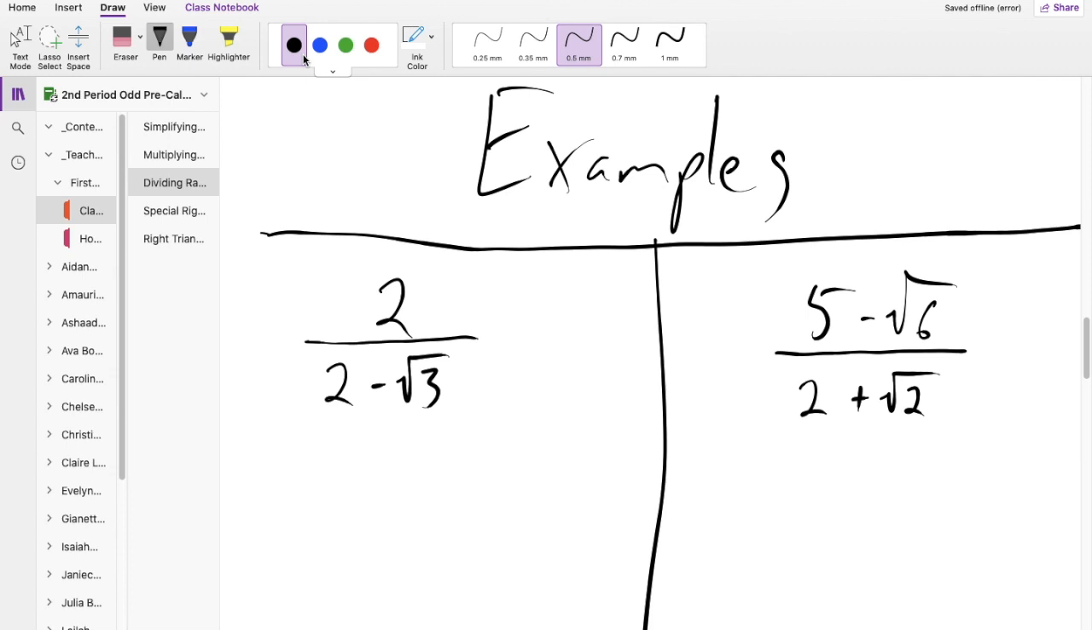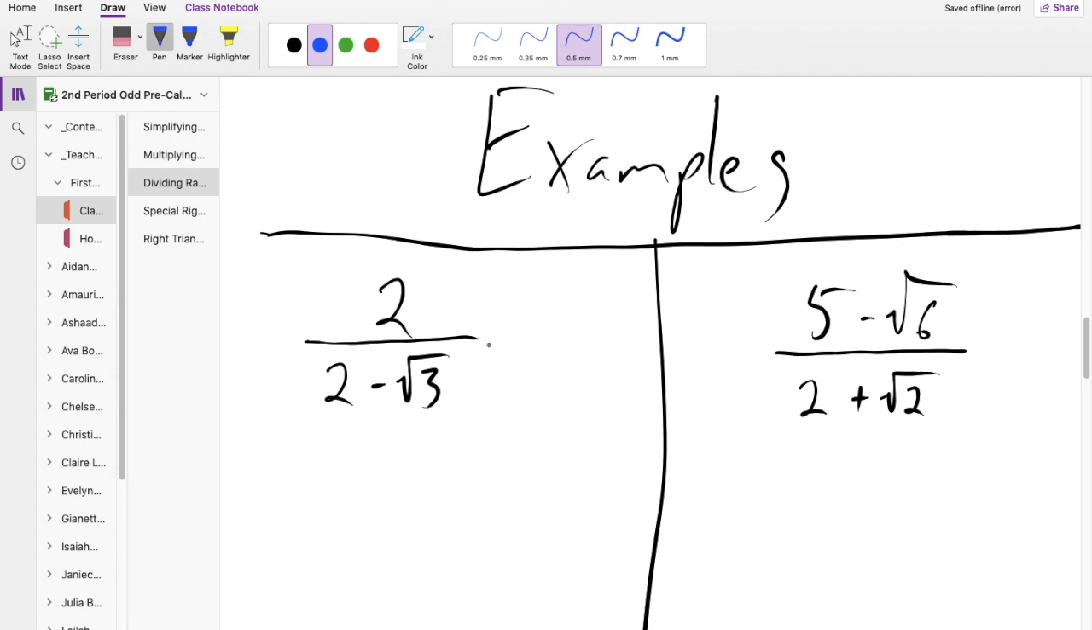Because if we try to do that, as you can see, if I try to multiply this entire thing by the square root of 3 over the square root of 3, I'm going to need to distribute this square root of 3 not only to the square root of 3, but to this 2. So that means I end up still having a 2 root 3 in the denominator, which does not bring me any closer to the answer I'm looking for.